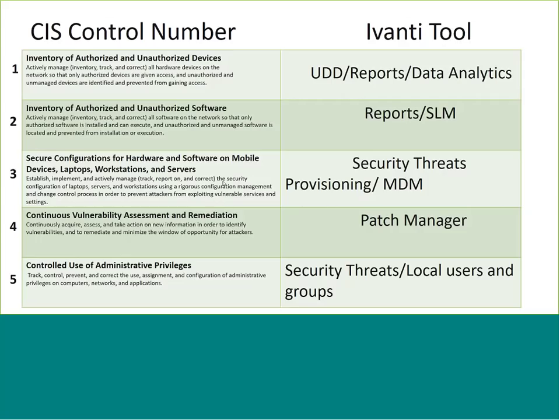Security control number 4, continuous vulnerability assessment and remediation. Fine print: continuously acquire, assess, and take action on new information in order to identify vulnerabilities and to remediate and minimize the window of opportunity for attackers. I think this one is actually relatively straightforward, and from the tools perspective, it's a simple answer. In practice, it takes quite a bit of diligence on our part to stay on top of it.